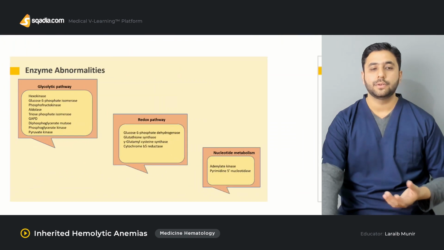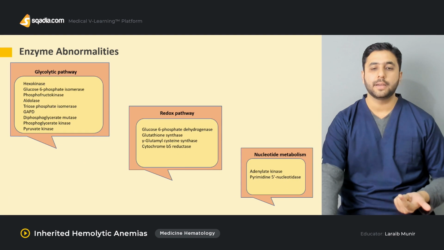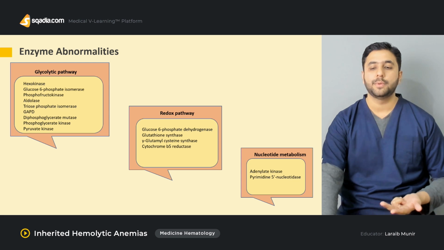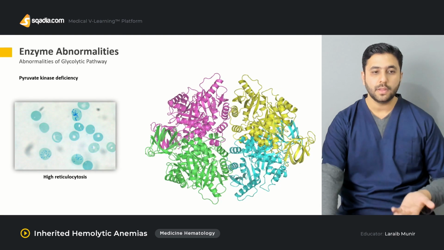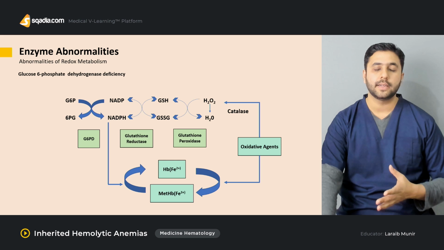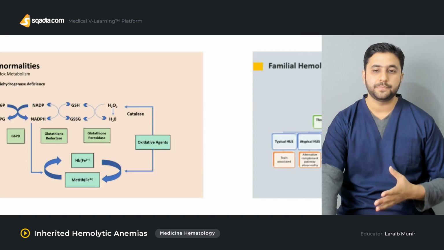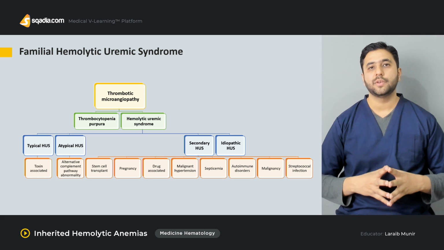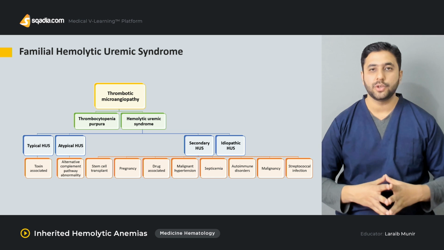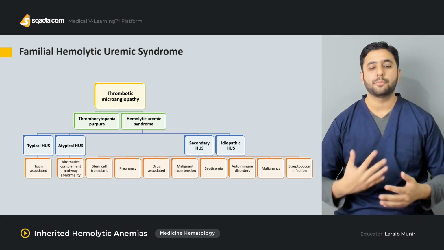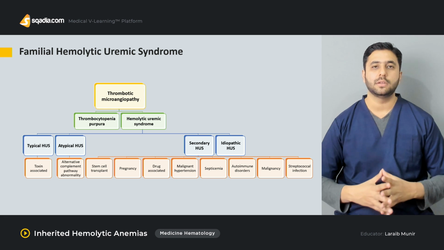Then we are going to jump to the enzyme abnormalities, specifically in the glycolytic pathway or the redox pathway, the hexose monophosphate shunt, or certain enzyme problems in nucleotide metabolism. Finally, we are going to discuss pyruvate kinase deficiency and G6PD deficiency with regard to the hexose monophosphate shunt. And to conclude our discussion of the inherited types of hemolytic anemia, we're going to talk about the hemolytic uremic syndrome, specifically the familial or atypical hemolytic uremic syndrome, which is a problem in the complement pathway, which leads to hemolysis of the RBCs.